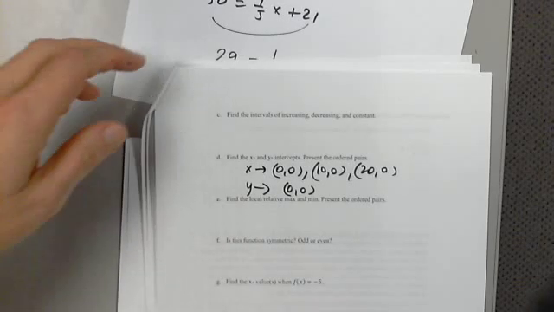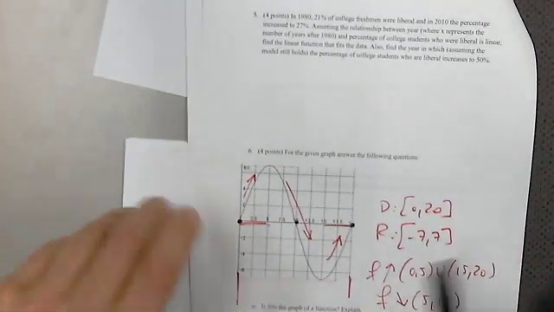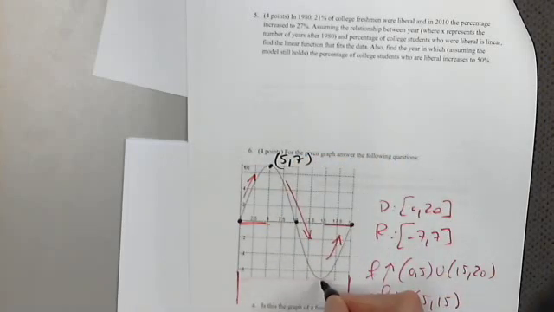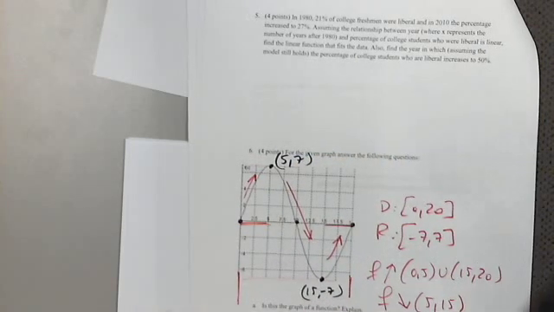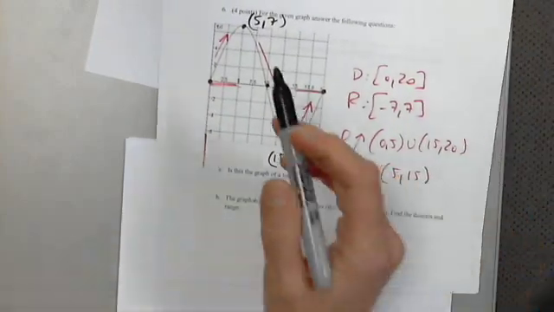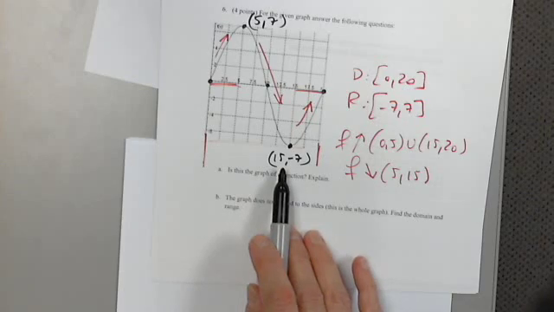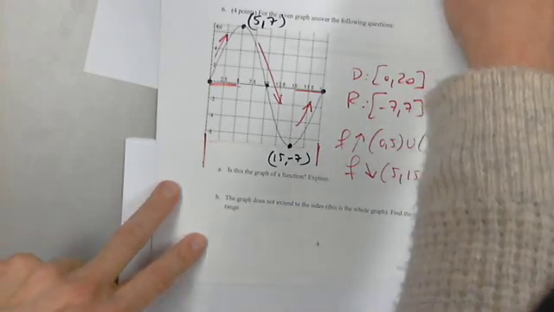Relative max, min, yes. So there is a relative max here at 5, 7, and the relative min here at 15, negative 7. 5, 7 relative max, 15, negative 7 relative min.